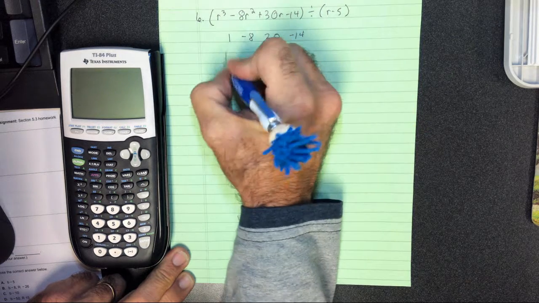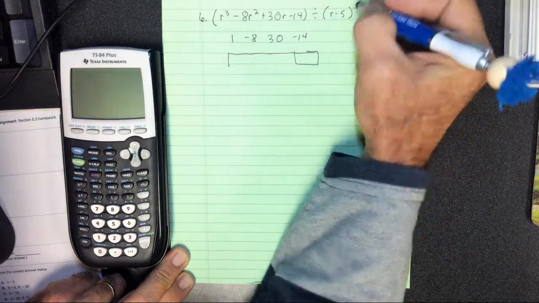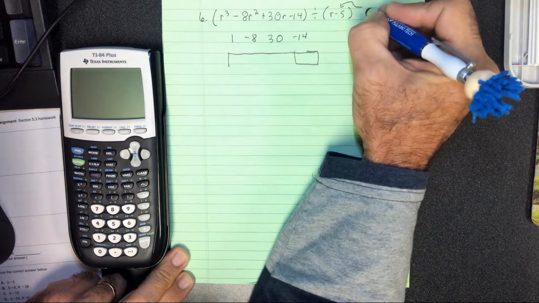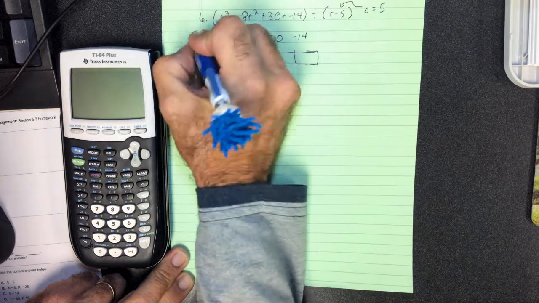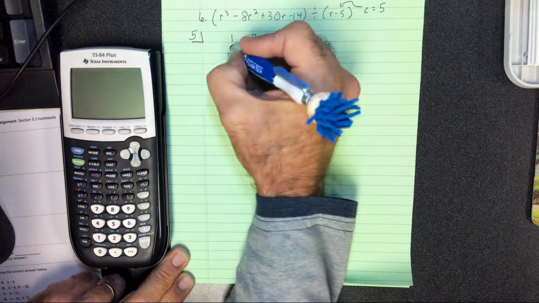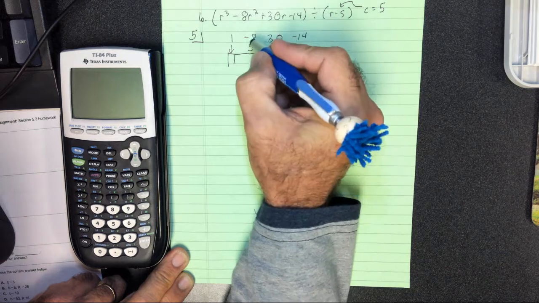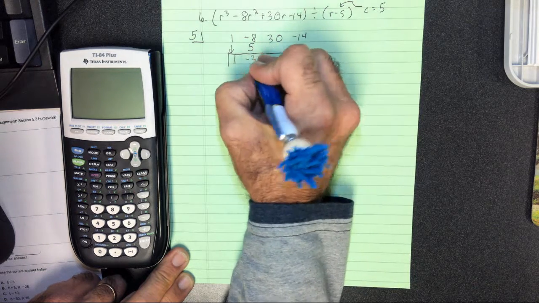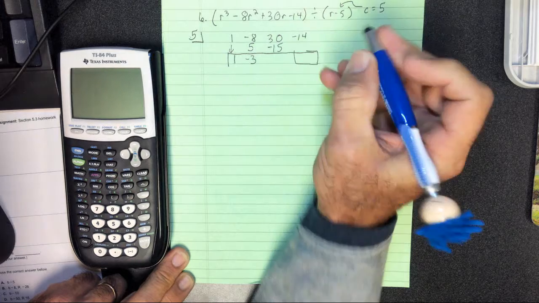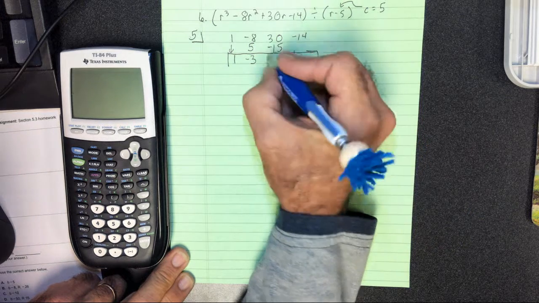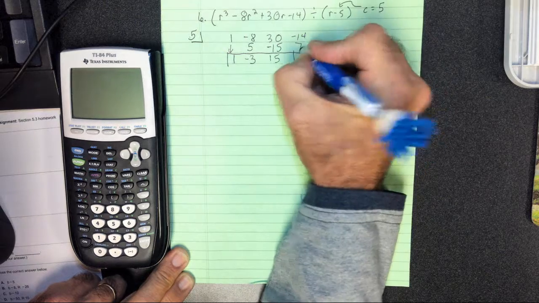So I'm going to draw my little house here. Here's my remainder. Now, since this is a negative 5, c will be a positive 5. Alright, so here we go. We're going to bring down the 1. 1 times 5 is 5. Negative 8 plus 5 is negative 3. Negative 3 times 5 is negative 15. 30 and negative 15 give me 15. 15 times 5 is 75.